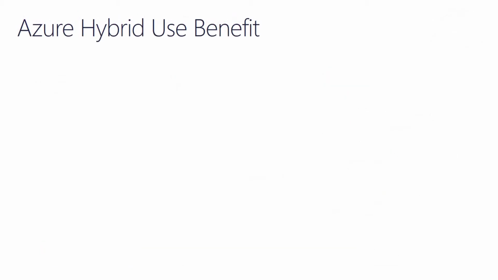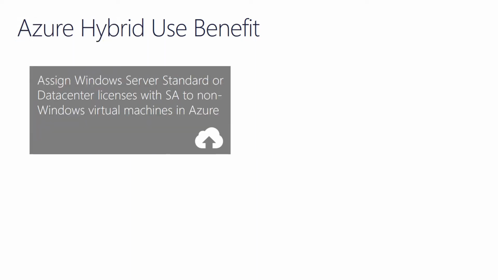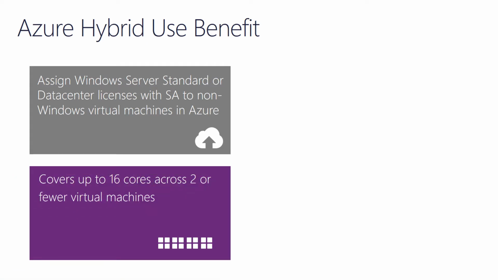So we know that, in overview, the Azure Hybrid Use benefit allows an end customer to assign Windows Server licenses with SA to non-Windows virtual machines in Azure, and you can see that this applies to both standard and datacenter licenses. But here's a question for you. How many Azure virtual machines does each of these licenses cover? Well, there are some rules, of course, and the rules state that each license can cover up to 16 cores on up to 2 virtual machines. So that means that you could use a single Windows Server license to cover 2 8-core virtual machines, or a single 16-core virtual machine, for example.